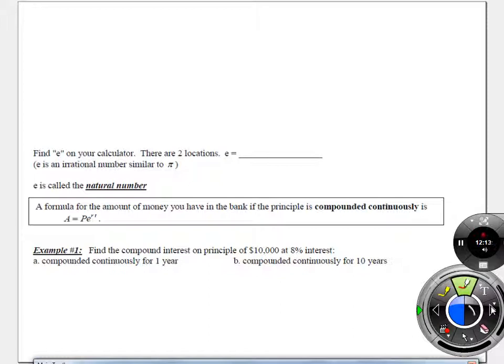The one above the division sign is just e. The one that says e to the power of x automatically leaves you a place to put an exponent on e. Okay? So go figure out what e is by itself. So either do e to the first power or just do the e, and press enter on your calculator. And go ahead and write that down. Okay, there's a place for it on your note guide.